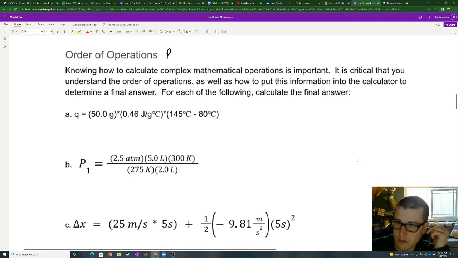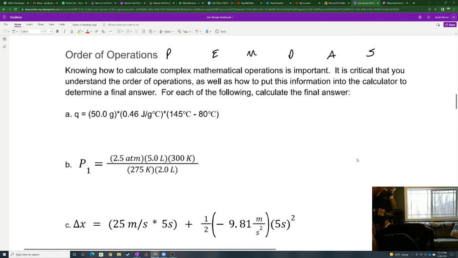But PEMDAS, please excuse my dear Aunt Sally means that you always do parentheses first, whatever is in parentheses. Then you write the exponent. Then you multiply. Then you divide. Then you add. And then you subtract. So that's all PEMDAS means. All right, so let's look at A together.